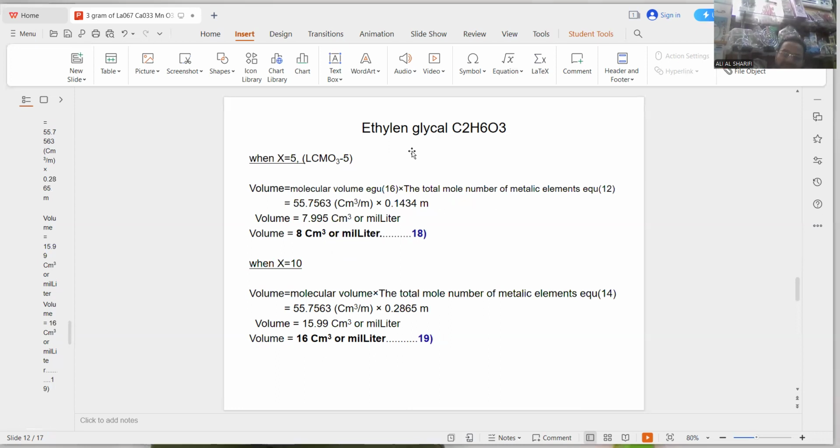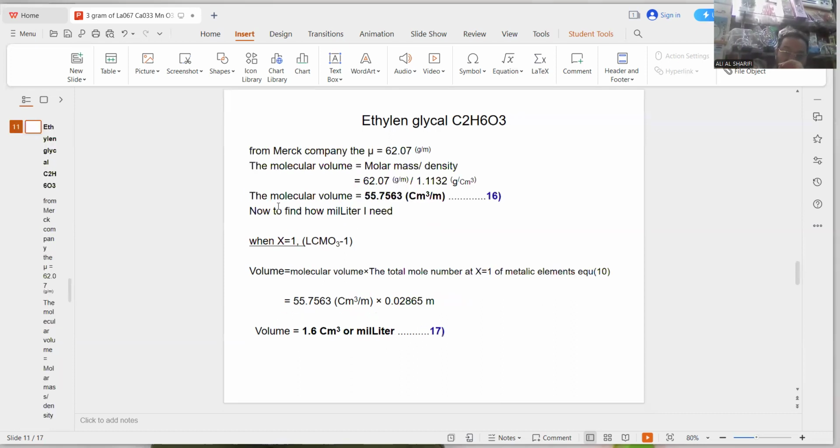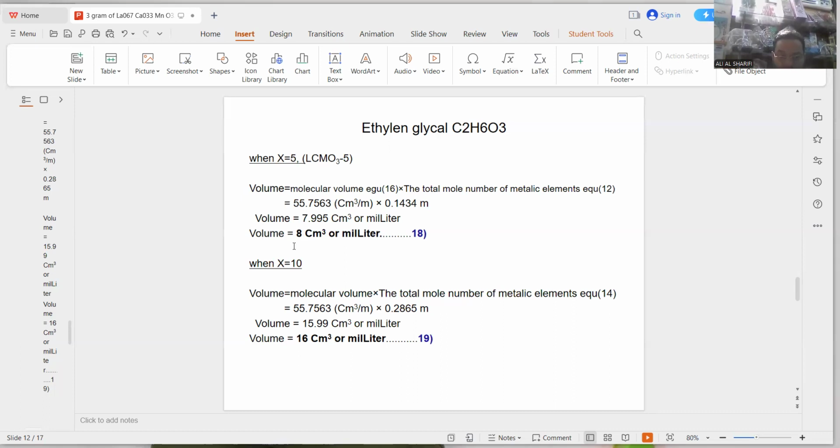Let's talk about 5, the same thing. We can use equation 9 multiplied by 5, or we can directly use equation 12 from acetic acid and multiply with the molecular volume, sorry, to have, we need 8 milliliters. Here we noted that when I increase the molar ratio, how much I need from all of these agents will increase too.